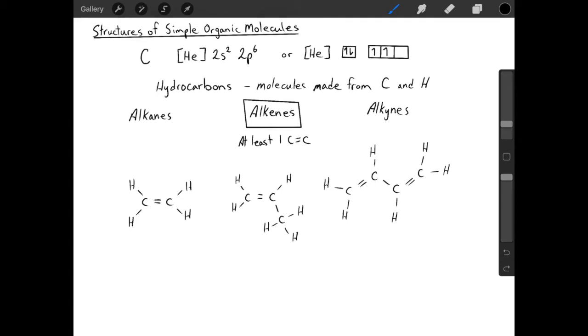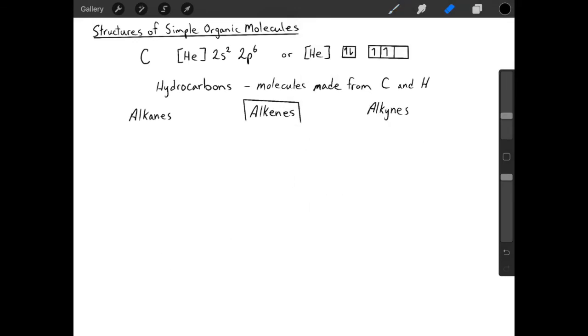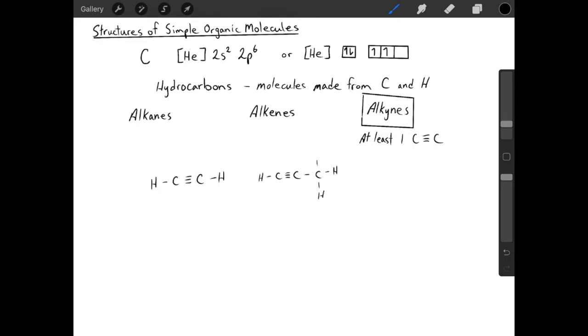And because of this, the shape of alkenes is going to be planar around the double bonds, and it's going to be 3-dimensional around any of the single-bonded carbons. Alkynes have at least one carbon-carbon triple bond. And because triple-bonded carbons have a linear geometry, they're going to be sp hybridized.